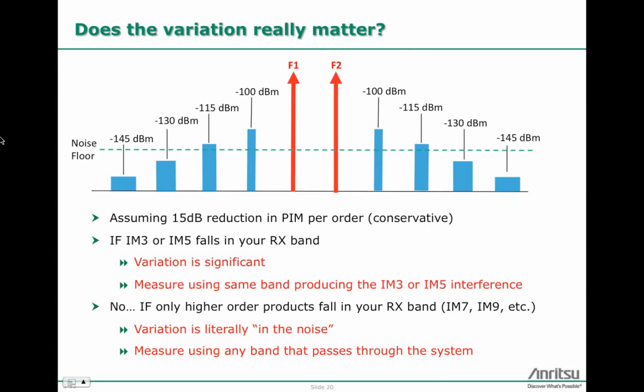On the other side of that, if it's IM7, IM9, or some other higher order mode, which is the PIM product that's naturally falling in your band, what it's saying is that plus or minus 5 or even plus or minus 10 dB variation really doesn't make a difference. By measuring IM3 and driving it down to a low enough level, even if you have plus or minus 10 dB variation over frequency, the actual magnitude of those 5th, 7th, 11th, etc. products is still below the noise floor. So we've achieved the goal.